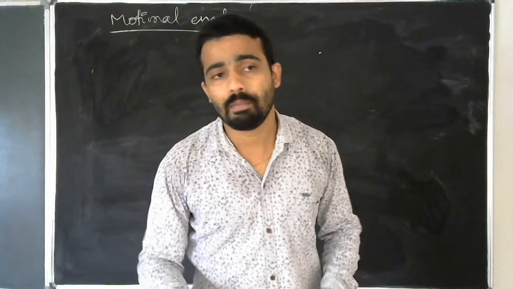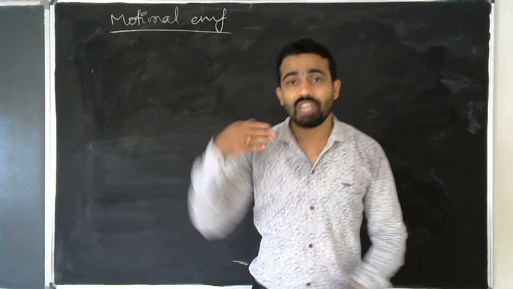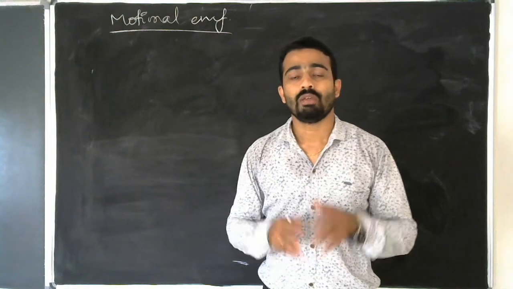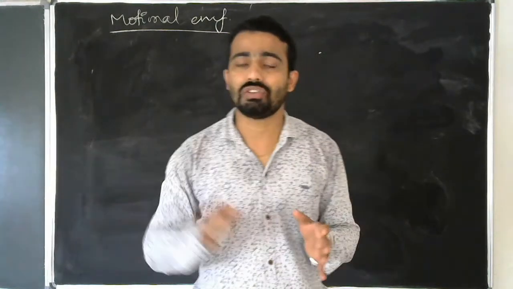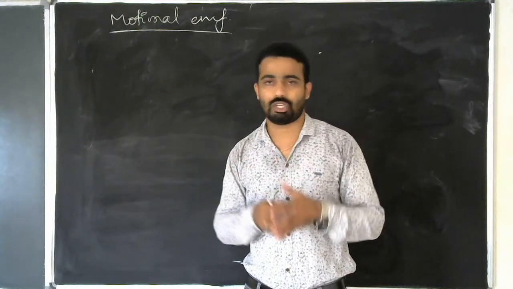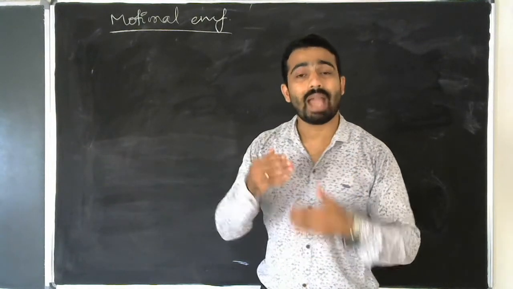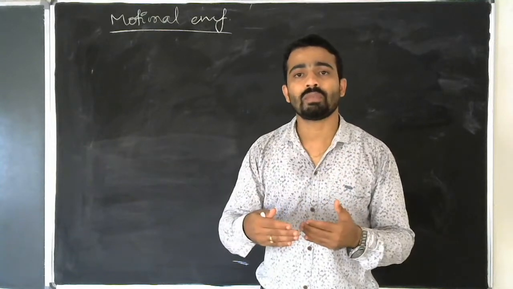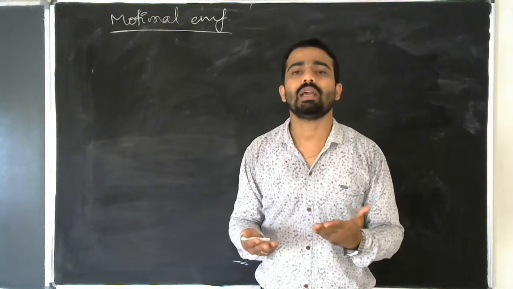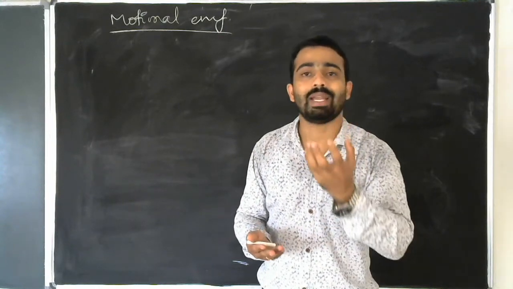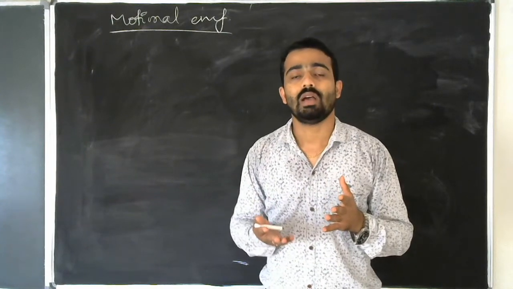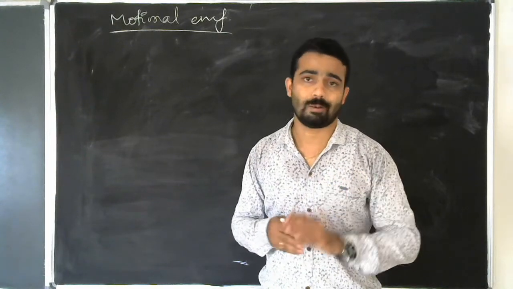EMF is generated whenever there is a change in magnetic flux linked with the coil. We were keeping the coil stationary and moving the magnet, which means the magnetic field linking with that coil was changing, so we were getting the EMF. This was the case while we were discussing Faraday's law.